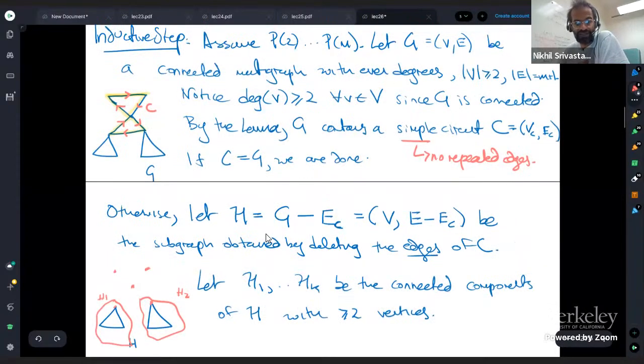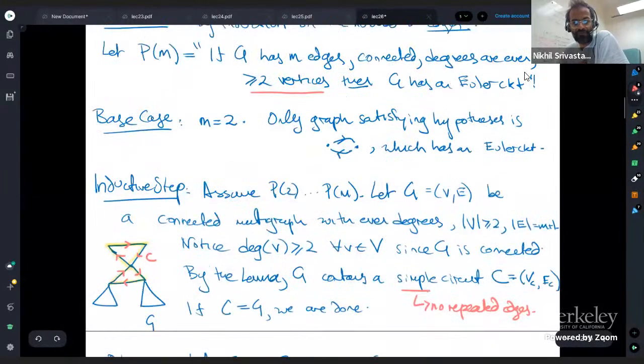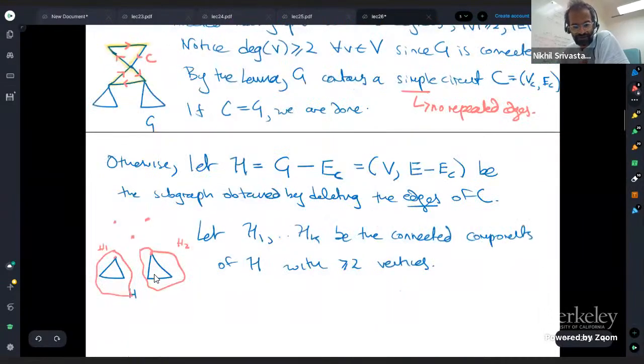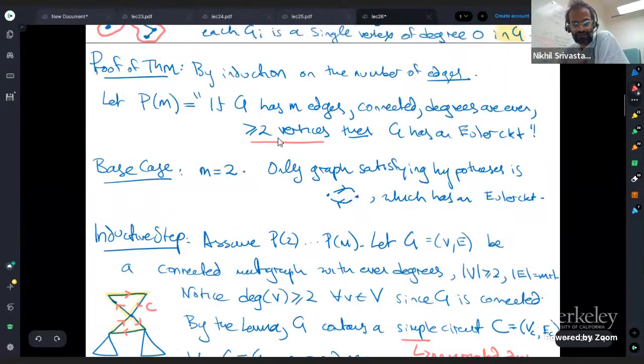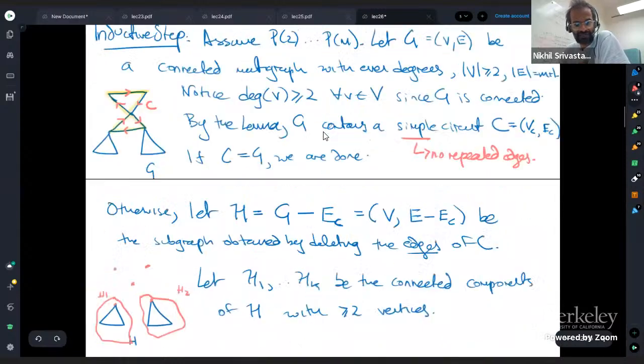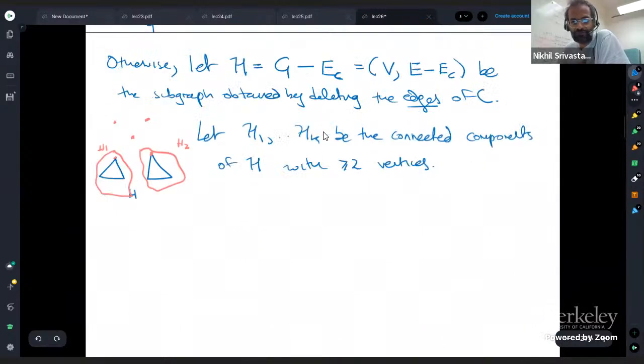Okay. So now I claim we can do induction on what's left. To do induction on what's left, it has to satisfy all the properties that are needed for the inductive hypothesis to kick in: it better be a connected multigraph, with fewer than m edges, at least two vertices, and all degrees even. So let's check all of those, right? So observe.